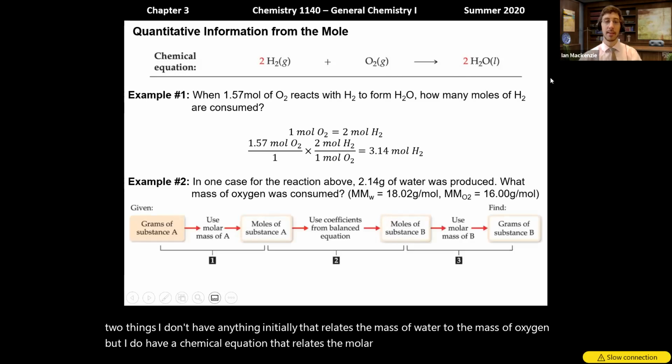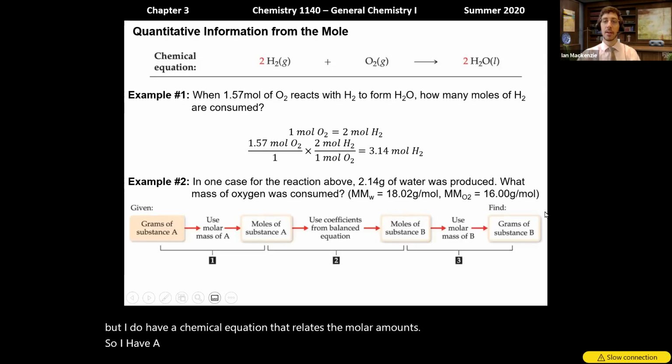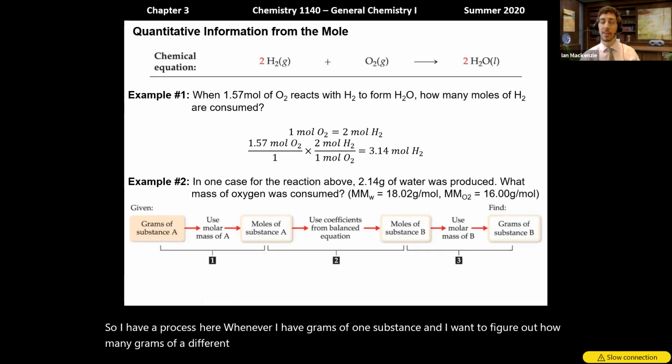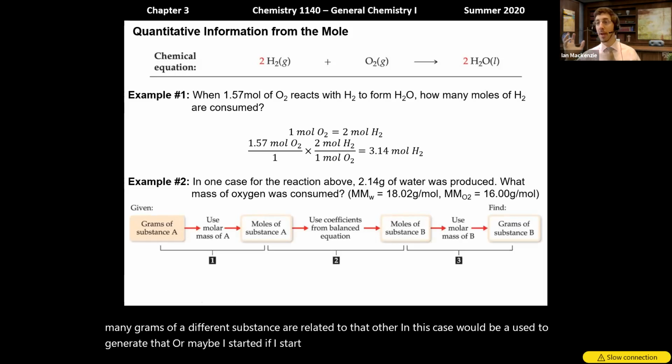So I have a process here. Whenever I have grams of one substance, and I want to figure out how many grams of a different substance are related to that, either in this case, how much was used to generate that, or maybe if I started with a mass on the reactant side, how much mass of product would I get from there?